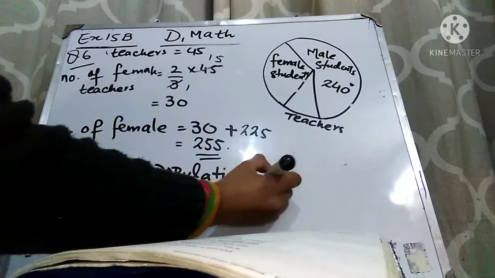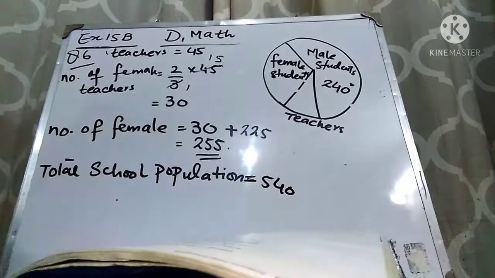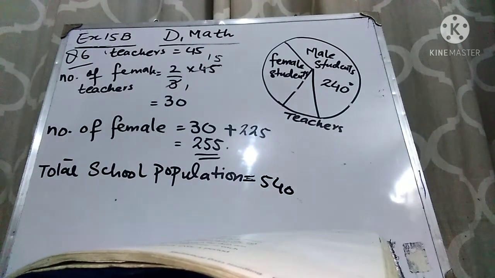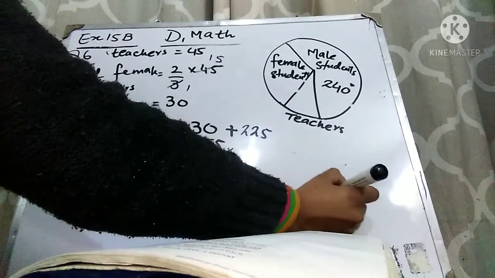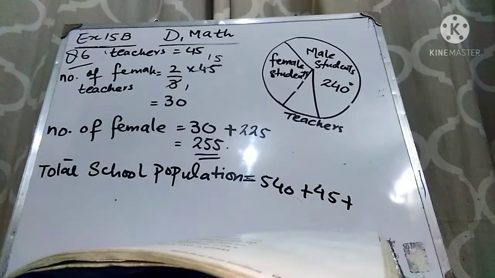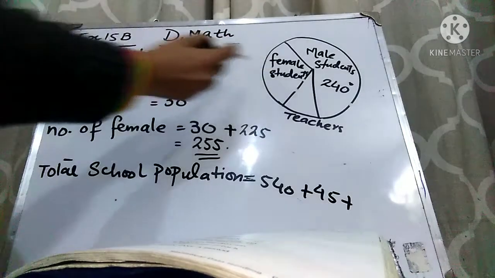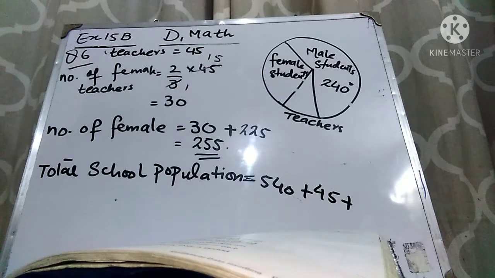I will explain afterwards in my next video how you would find the number of male students. The 540 are the male students. The teachers, as given in the question, are 45, and you have also found the number of female students in part B, and they were 225.